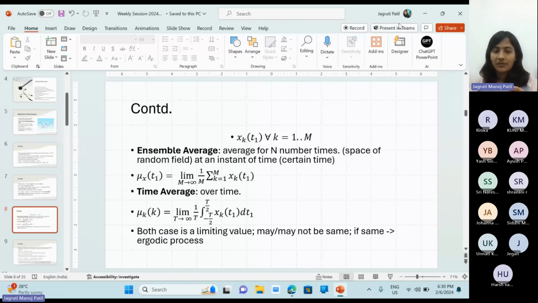So there are these two types of averaging. First is ensemble averaging, which says that you average the entire period for n number of times, not at a particular instant of time, but for a particular frame. Say if you have acquired something, you acquire it again and again. You take that particular window and average everything.